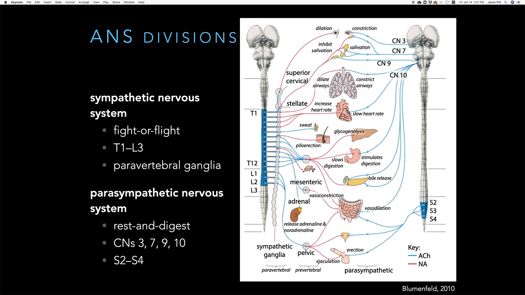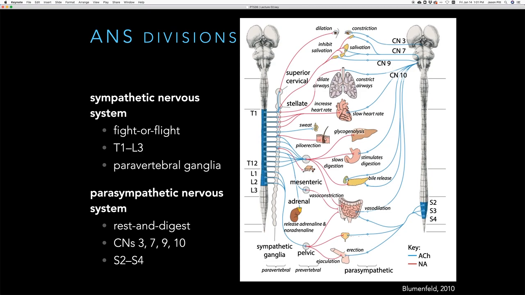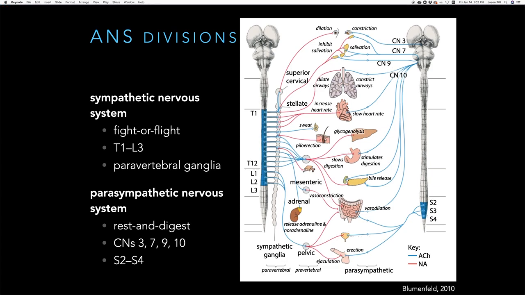So nearly everything in our body gets dual innervation. Not quite everything, right? Our sweat glands are only going to get input from the sympathetic nervous system, for example. But most things get dual innervation.